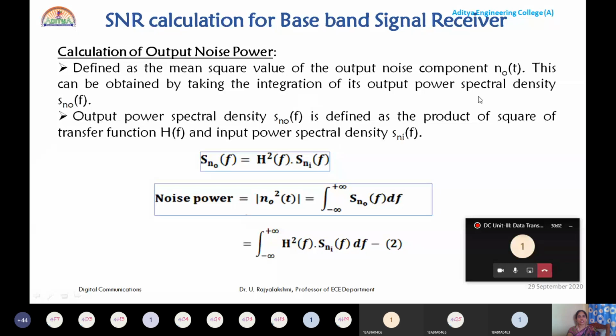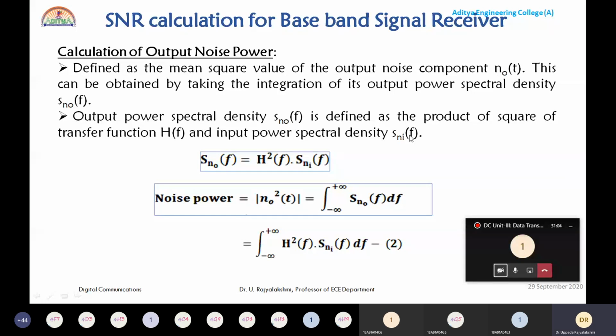So what is the noise component? We assumed it as n of t. And what is the output noise? N naught of t is the output noise component. By taking the integration of the power spectral density of n naught of t, let us assume the power spectral density, the Fourier transform of n naught of t, be S n naught of f. By integrating S n naught of f, you can obtain the mean square value of the output noise, that is, the noise power. It is defined as the mean square value of the output noise component, that is n naught square of t. You can obtain this noise power by taking the integration of its output power spectral density. Please observe here.